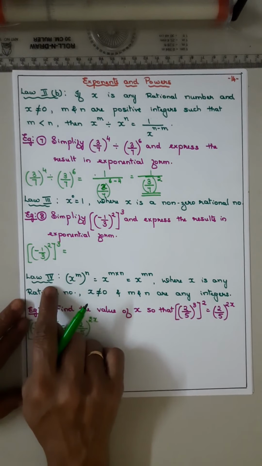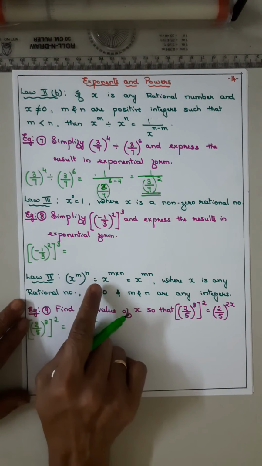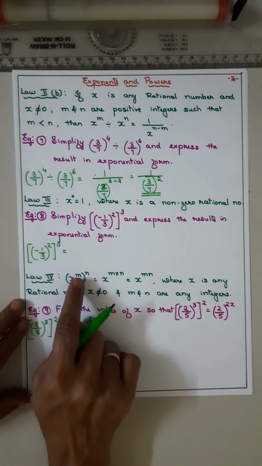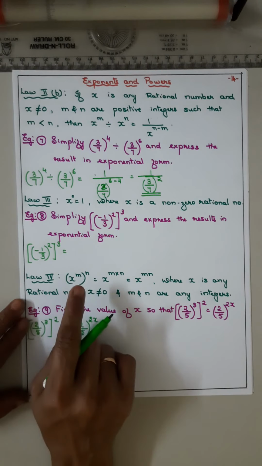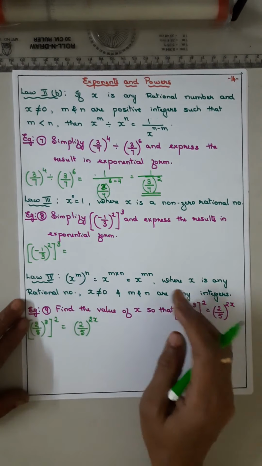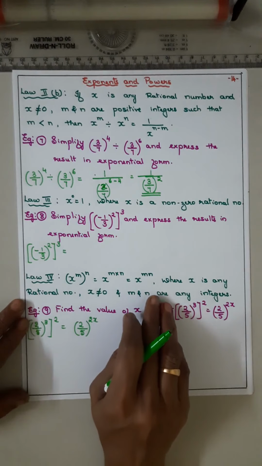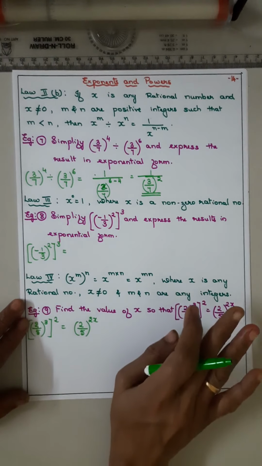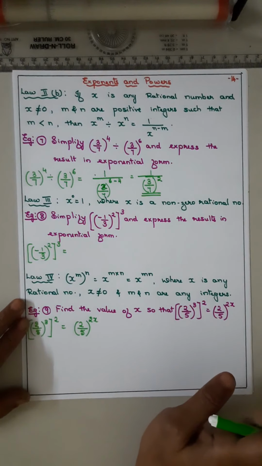Law 4 says (x to the power m) the whole raised to n is equal to x to the power m into n. The power should be multiplied. Understood? When there is a bracket, x to the power mn. Here x is not equal to 0, but it is any rational number. m and n are integers.